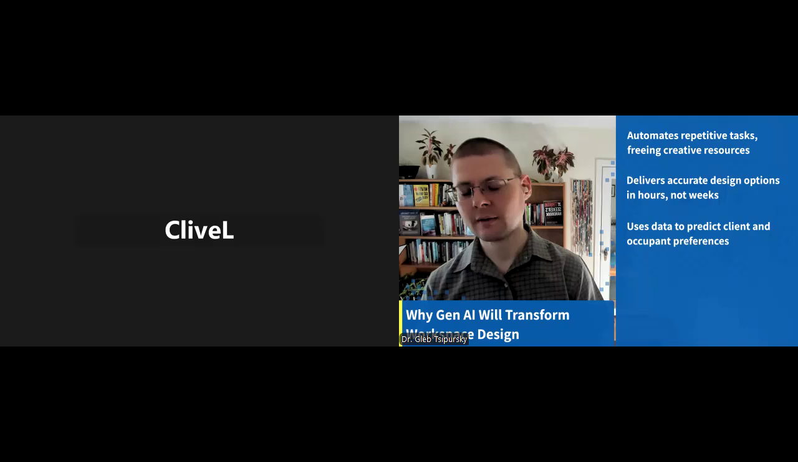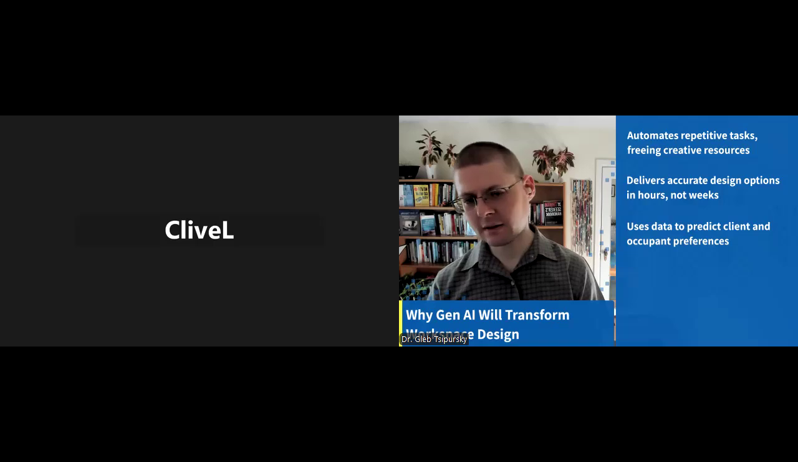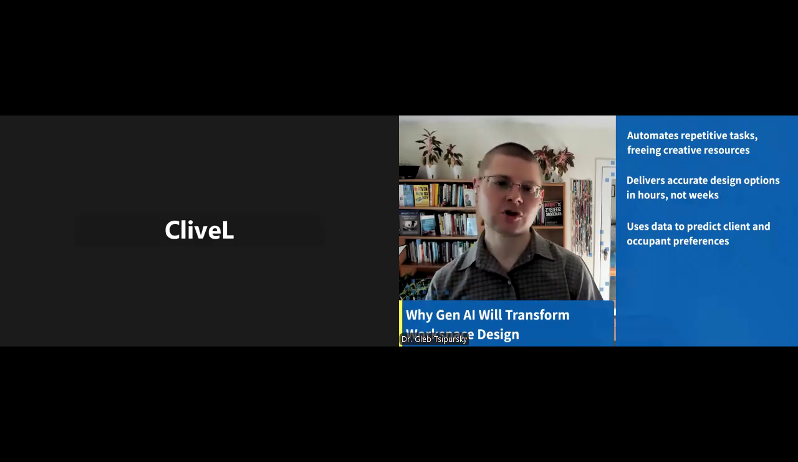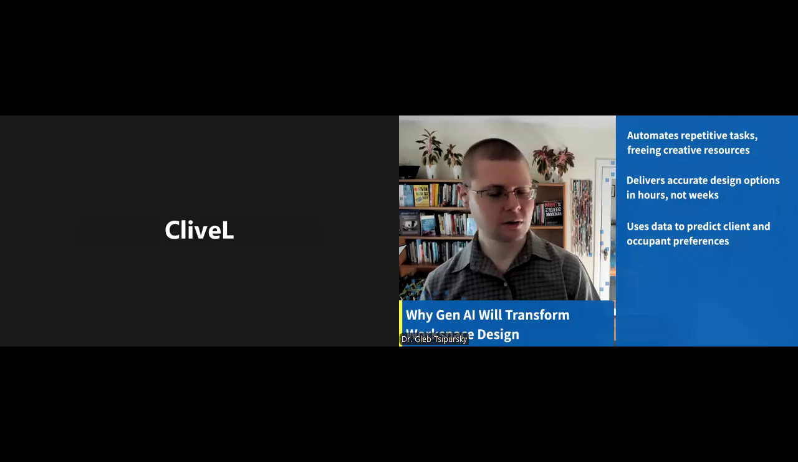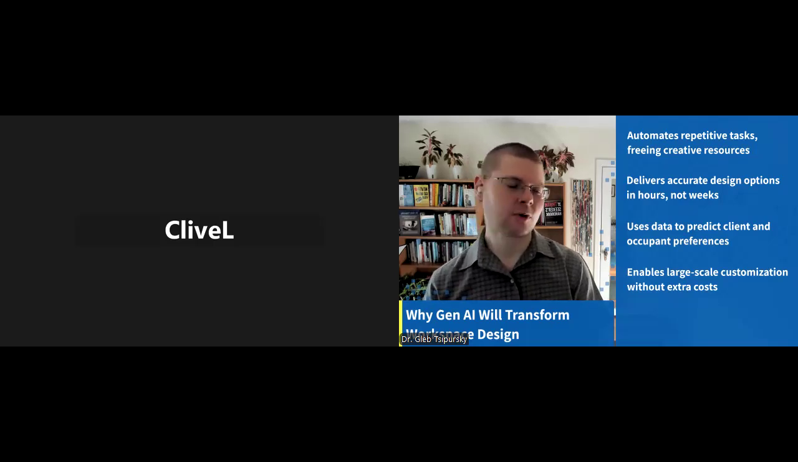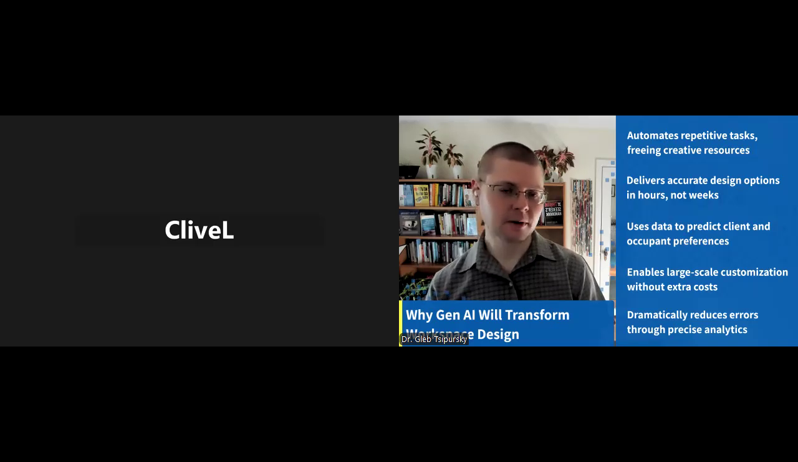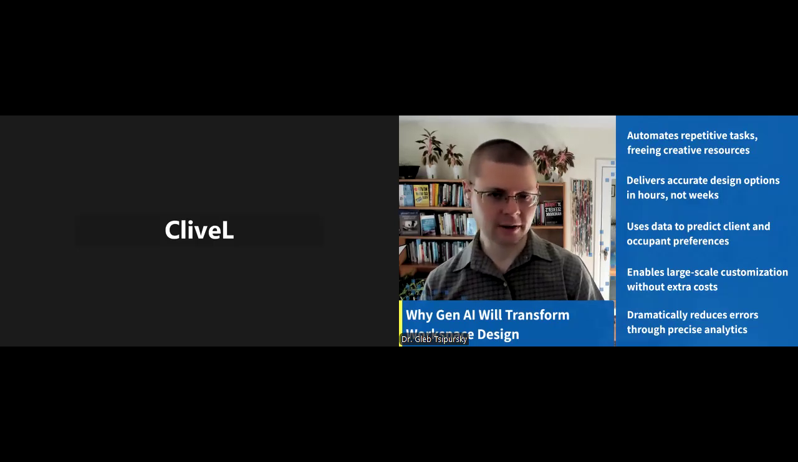So machine learning is about analyzing data and predicting based on analysis, and generative AI is about generating new content, new designs. So those go hand in hand, of course. It enables large-scale customization without extra costs, and that's the generative AI component where you can customize things, innovate things without additional or at least major costs. And it can help you reduce errors through precise analytics. The best approach is to have a combination of humans and generative AI because those can address each other's errors, which is great.